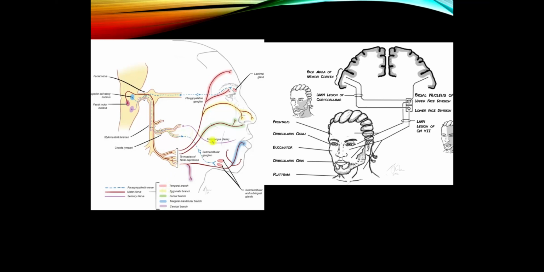One is taste sensation. Last time we talked about how the nucleus solitarius processes taste from 7 and 9, and here we can follow this. And if you just want to label it, here's the nucleus solitarius for taste. But our emphasis now is on the motor nucleus of the facial nerve.